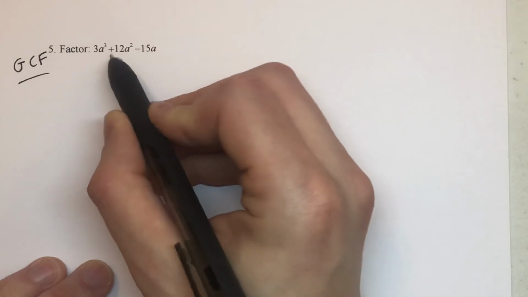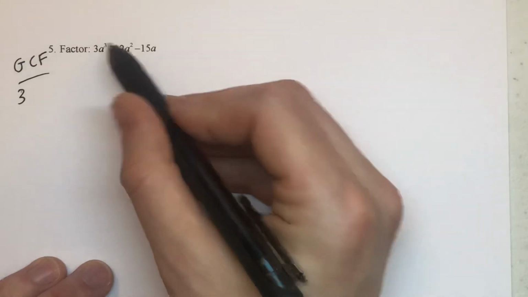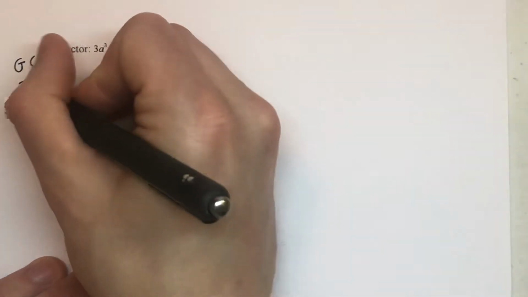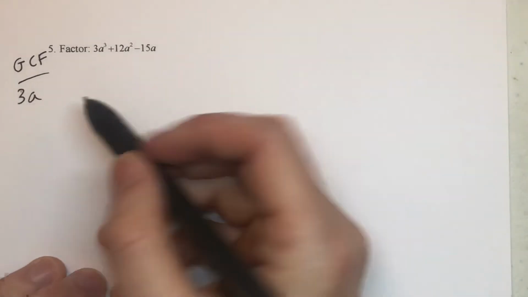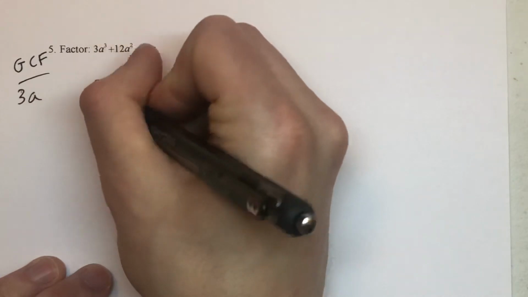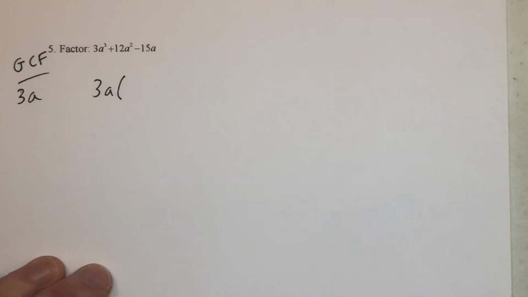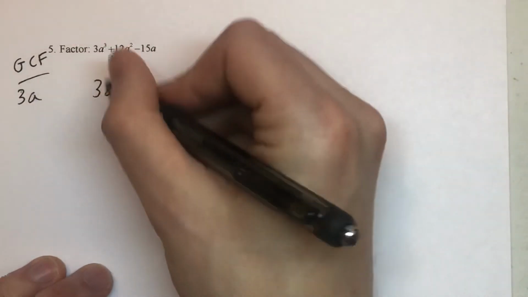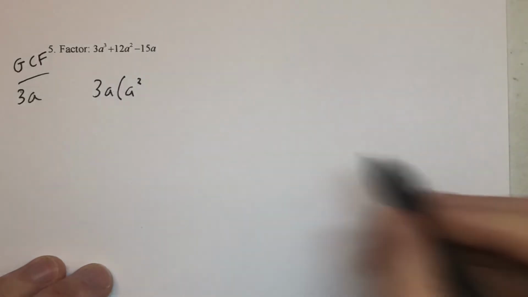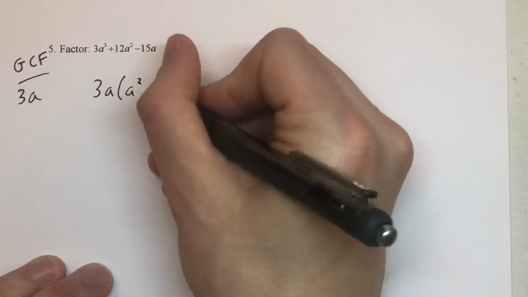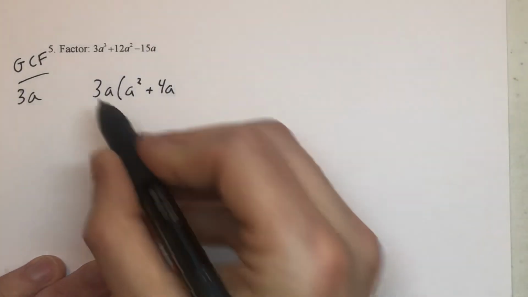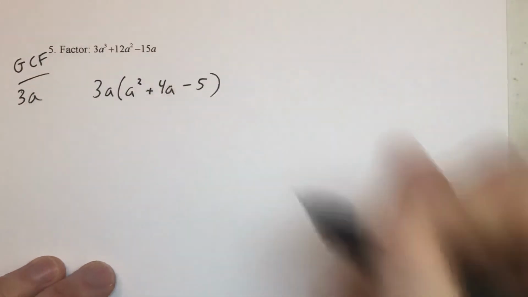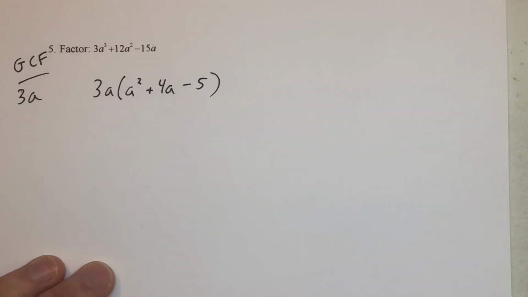Not only for the numbers 3, 12, and negative 15 do those have a 3 in common, but notice the a's. We got a cubed, a squared, and a. There's an a that is found in each of those terms. And that will be very, very important actually. Let's factor that out first and see why. Factoring out the 3a, so the 3 is gone and one of the a's is removed, so we're down to a squared. Now 3a times what to give me 12a squared would be a plus 4 and one additional a. And then 3a times a minus 5 to give me minus 15a.